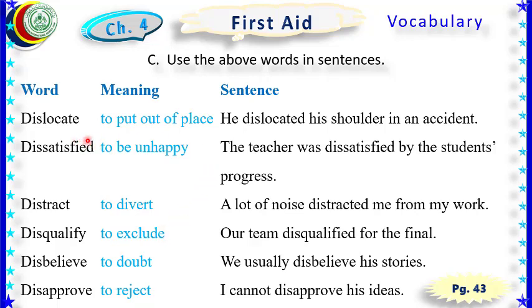The sentence for dislocate will be: he dislocated his shoulder in an accident. Dissatisfied: the teacher was dissatisfied by the student's progress. Distract: a lot of noise distracted me from my work. Disqualify: our team was disqualified for the final. Disbelieve: we usually disbelieve his stories. Disapprove: I cannot disapprove his idea. Dear students, in this exercise we were set to use the given words in our sentences. We have done it. Let us move forward.